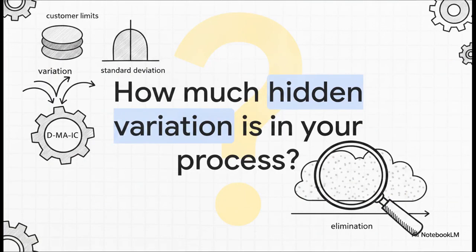The crucial takeaway here is that variation is everywhere, but it absolutely doesn't have to be unpredictable. By defining your customer limits, deeply understanding your standard deviation, and rigorously applying the DMAIC cycle, you can expose and eliminate the hidden inefficiencies dragging your performance down. So I'll leave you with this provocative thought to chew on. How much variation is hiding in your process right now, just waiting to be measured and eliminated?